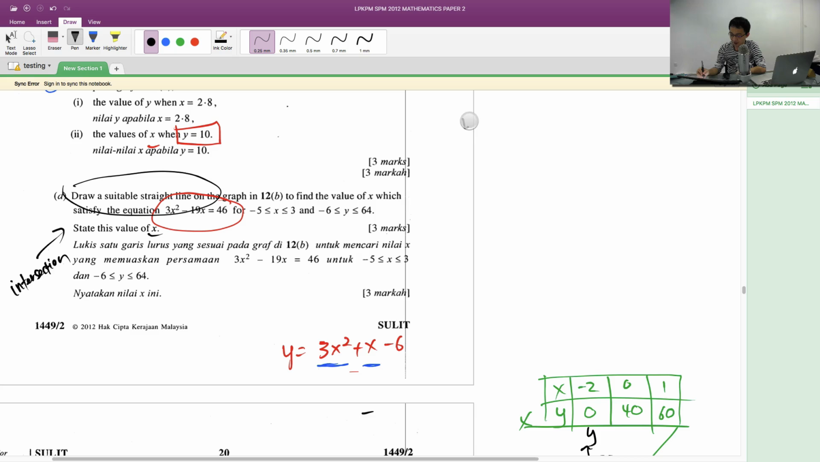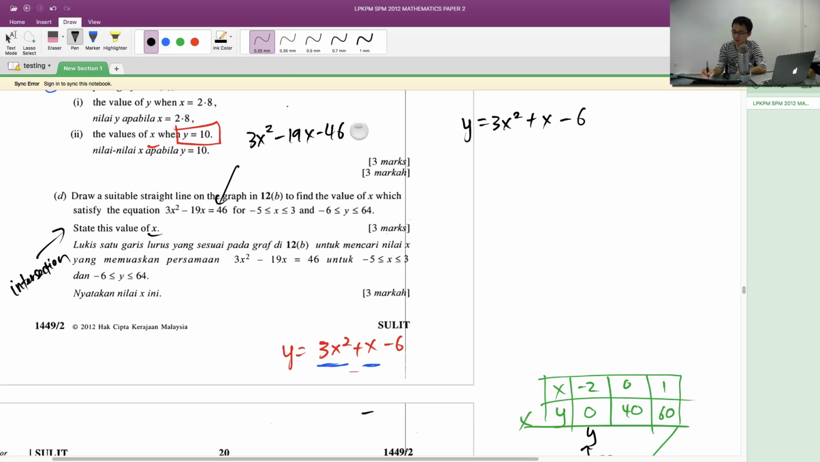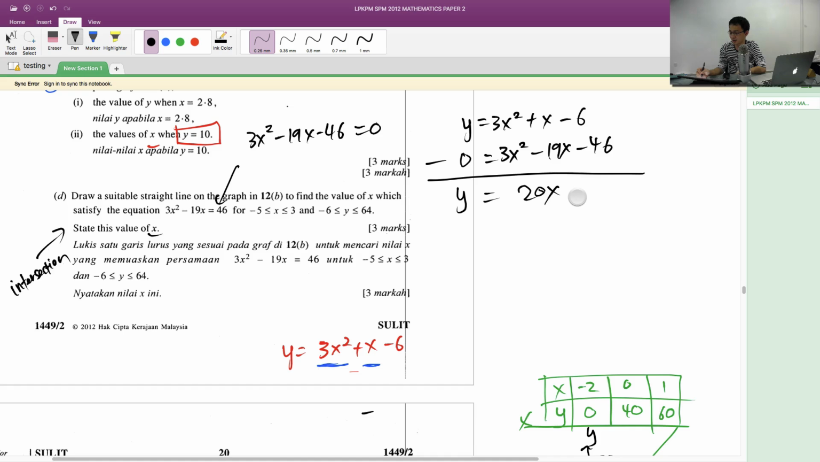Let's say my equation is y equals 3x squared plus x minus 6. And for the equation given here, if you want to use elimination, I will need to make it equal to 0 first. This is 3x squared minus 19x minus 46 equals 0. So I will write the 0 at the front here: 3x squared minus 19x minus 46. And then you can use minus. In elimination, y minus 0 is y, 3x squared minus 3x squared is 0, this x minus this one gives 20x, and this one minus this one gives positive 40. You will still get the same answer.